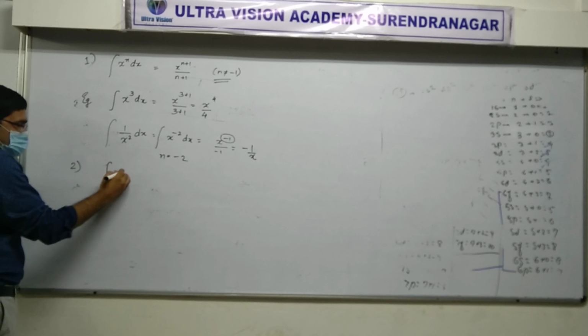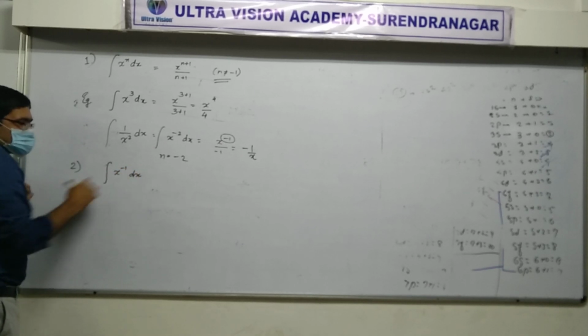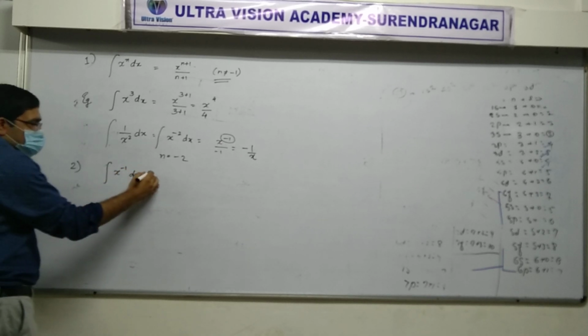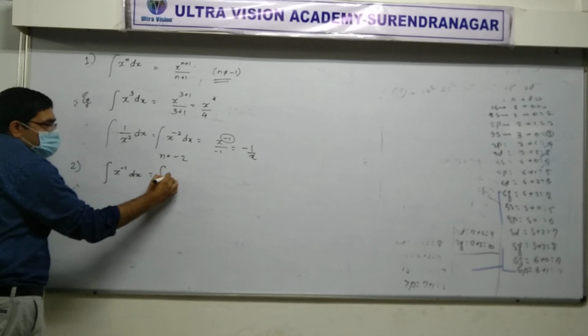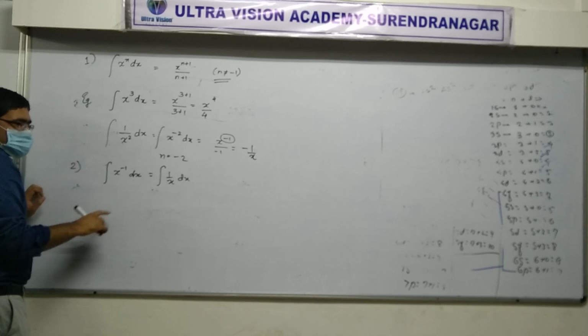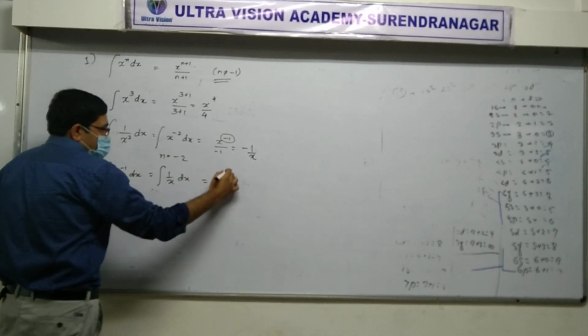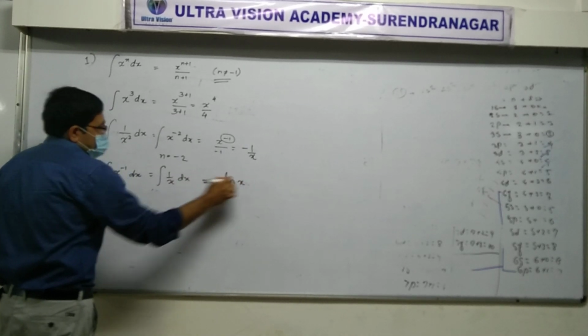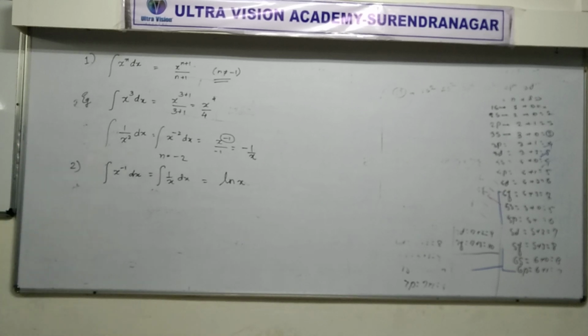Integration of x raised to minus 1 dx, which you can also write as integration of 1 by x dx. Either way, whatever way you want to write, no problem. The base is the same as the form there. This is equal to ln x.